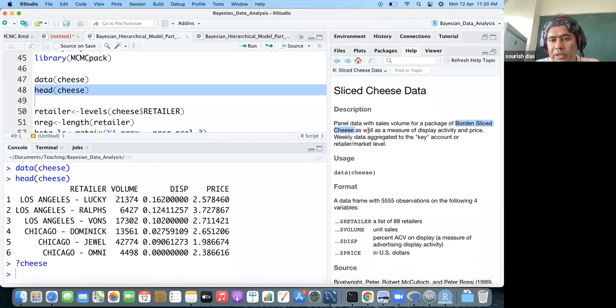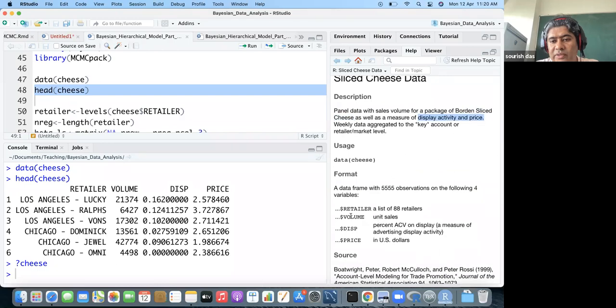Okay. So this board and slice cheese measure, so these are display activity and the price, and so retailer, a list of 88 retailers. Volume is unit sales, how many packs of cheese are being sold. So, 21,374 in 1 week they sold.